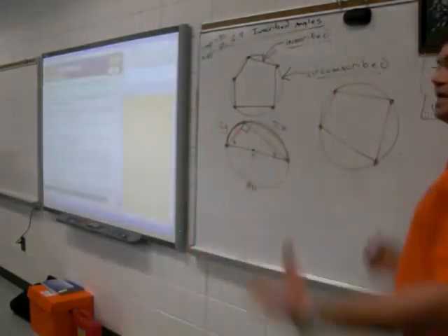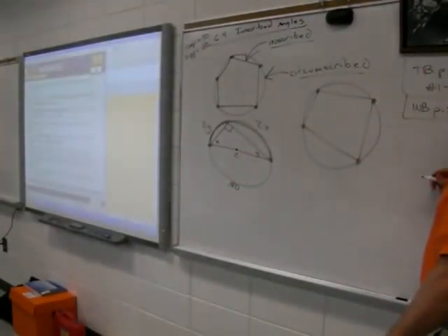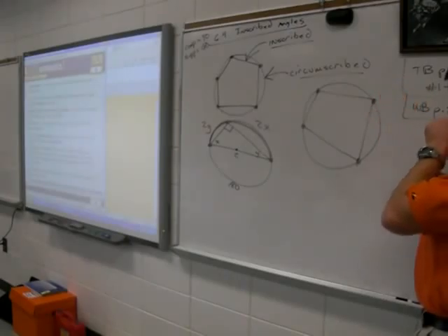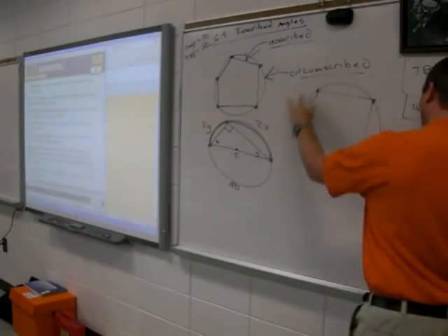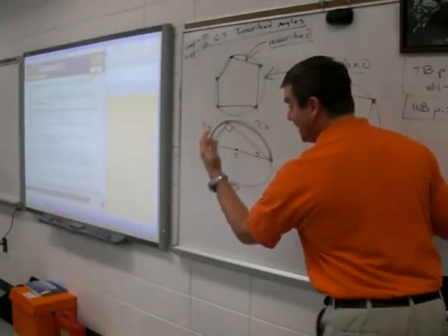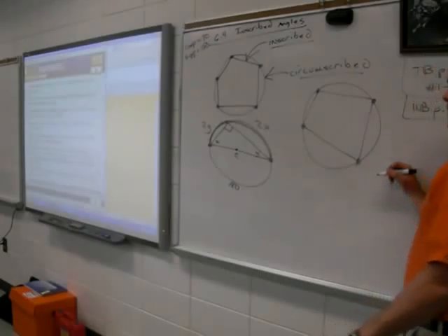All right, so now we've changed gears again. Instead of talking about a triangle, now we're talking about a quadrilateral. How many sides does a quadrilateral have? 4. Eyes up here. I need everybody's eyes up here. A quadrilateral has 4 sides. It says it is if and only if what is true? What has to be true about the quadrilateral?